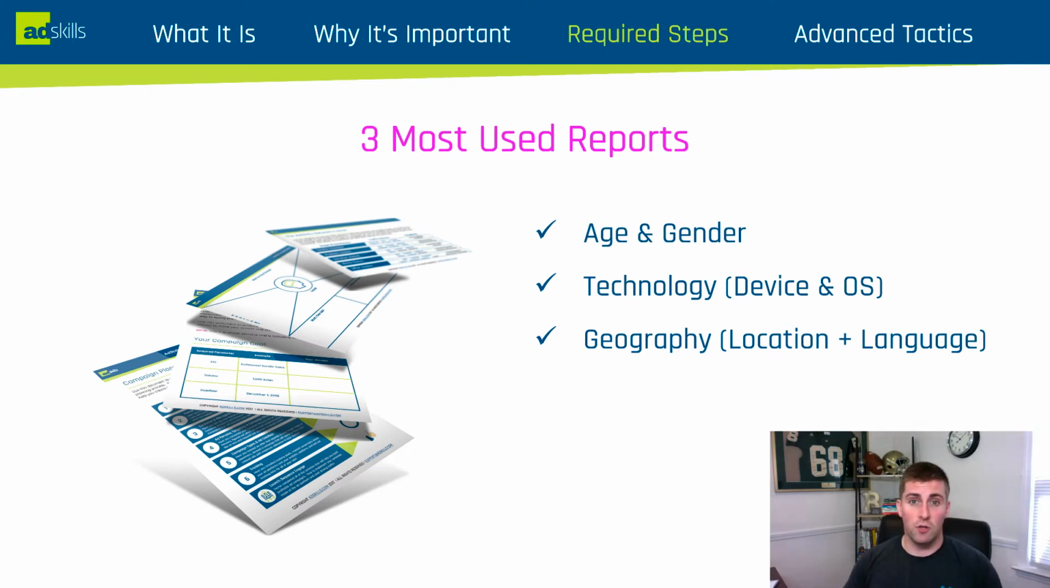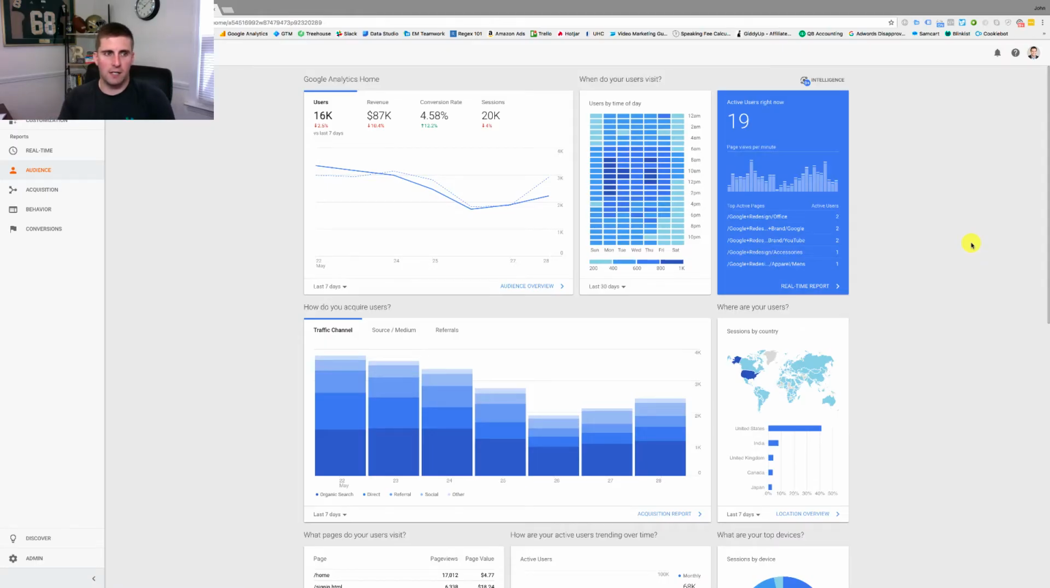I'll show you where to find these reports and how to read them. All right, so we're back inside of the Google Analytics demo account, and what we're going to do is go through the actual reports to optimize our campaigns. So what you're looking for is over here on the left side, you see this audience menu. You want to click on that.